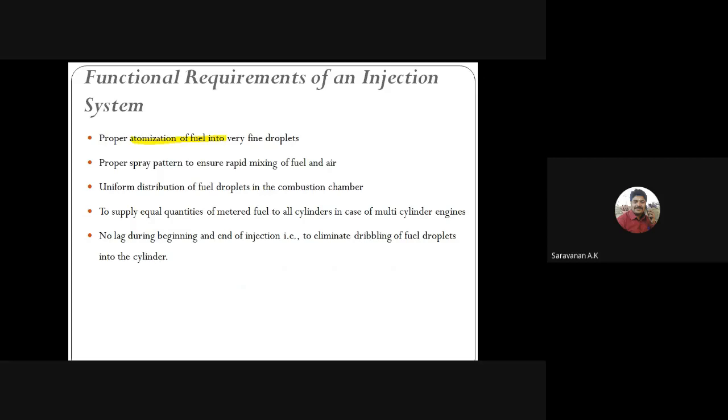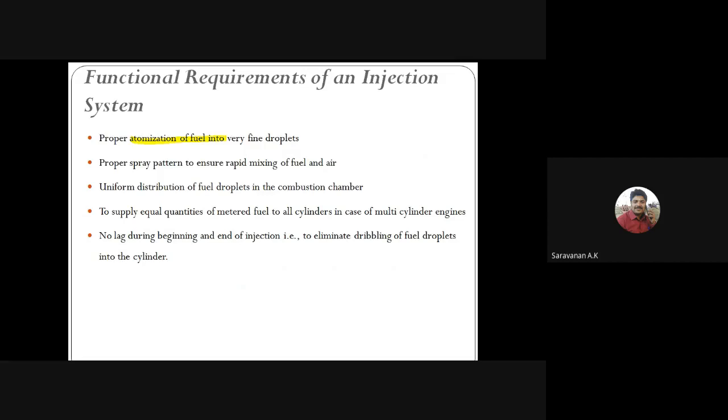Why? Because the fuel will be injected in small fine droplets, right? Those fine droplets will get vaporized, right? That process is called atomization. We have to create a fine droplet of fuel that will be injected through the injector, right? So we have to create a fine droplet, and that process is called the atomization process, right? That's also an important one.